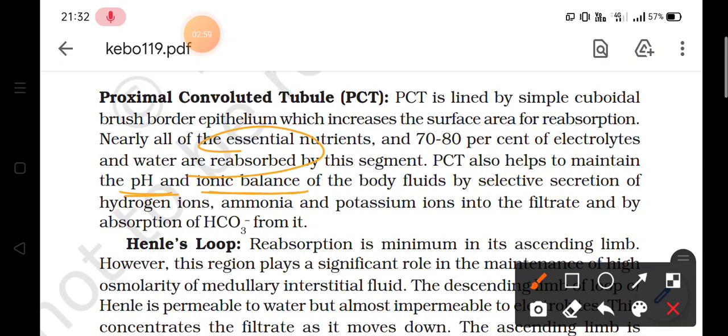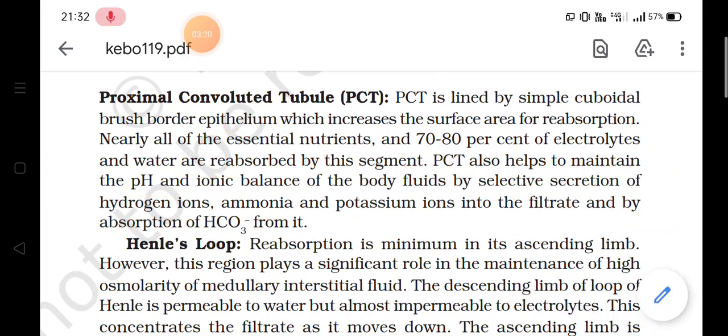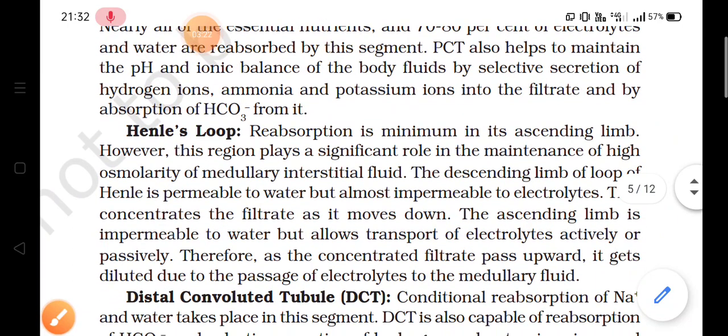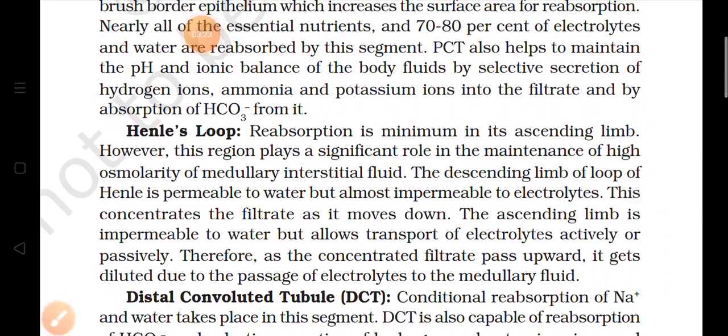It secretes hydrogen ions, ammonia and potassium into the filtrate, so these substances enter the filtrate, and it also absorbs HCO3. So there will be a balance of pH and ions. Now next is Henle's loop. Henle's loop is the site where the minimum absorption takes place.